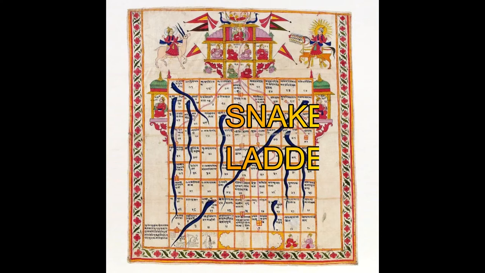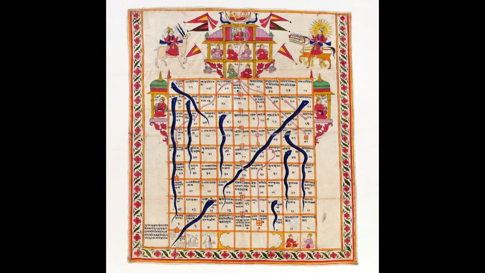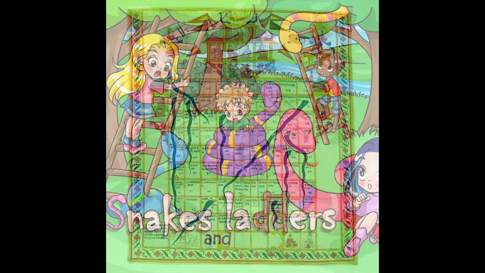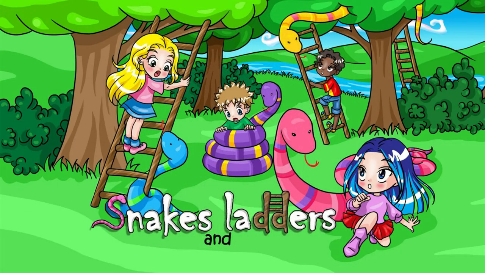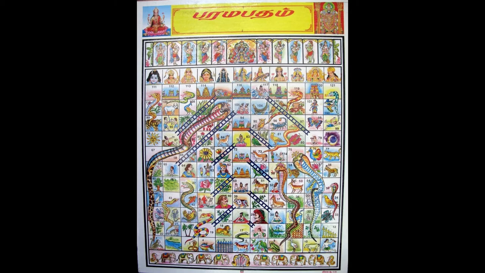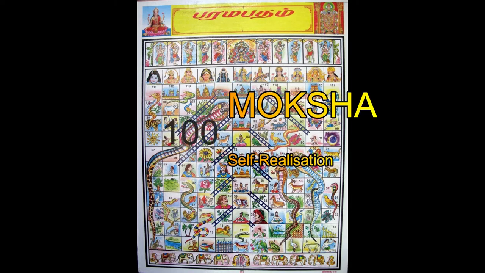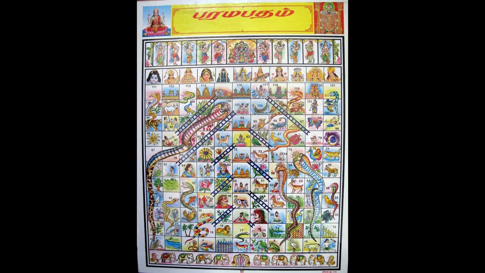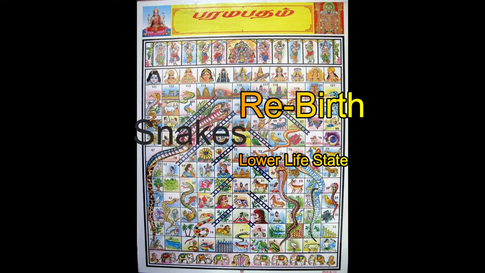The game was apparently invented to teach children a lesson in morality about karma and kama. So, karma means destiny and kama means desire. The ladders signify good deeds while the snakes represent all the evil we do. All the good deeds we do take us closer to 100, which symbolizes moksha or salvation, while the evil we do results in rebirth as a lower life form.